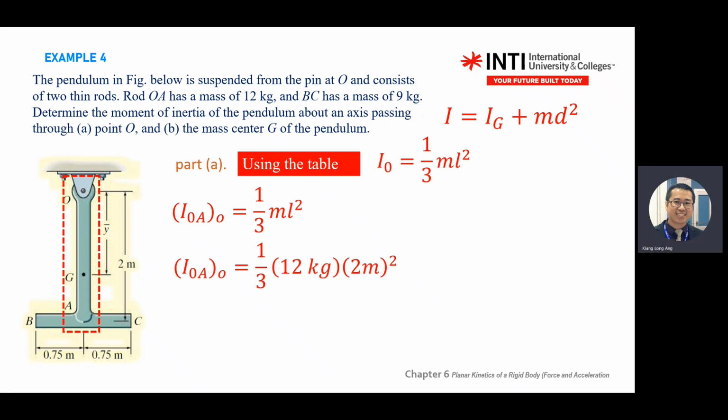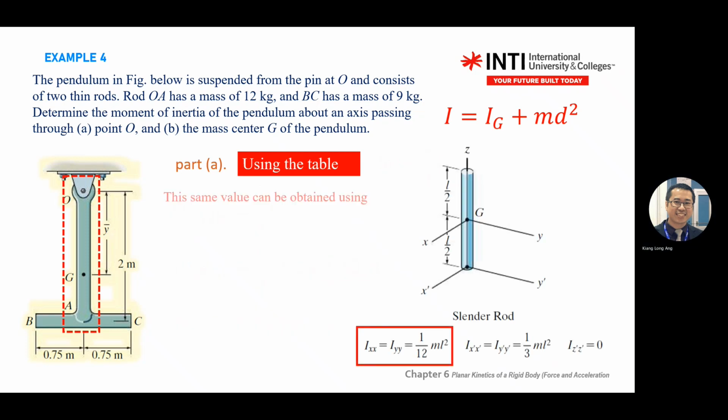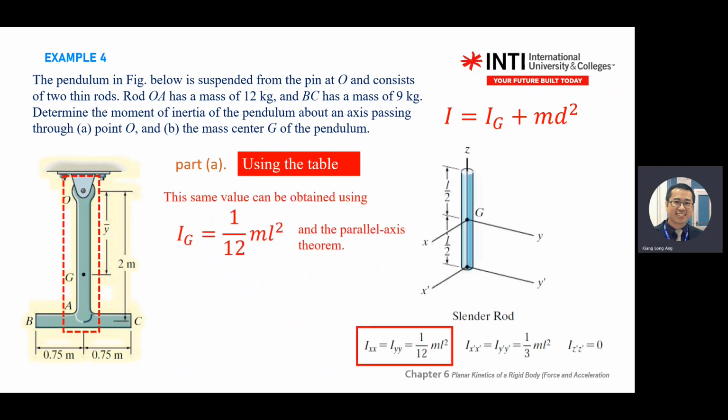M is given. Of course, in a test or assessment, you're given density, then you calculate volume. L from the diagram is 2 meter. Substitute 2 meter here, squared. Press the calculator, and you get the answer at O. Repeat the same for B. I should change this one. It's not part A, it's part B already.